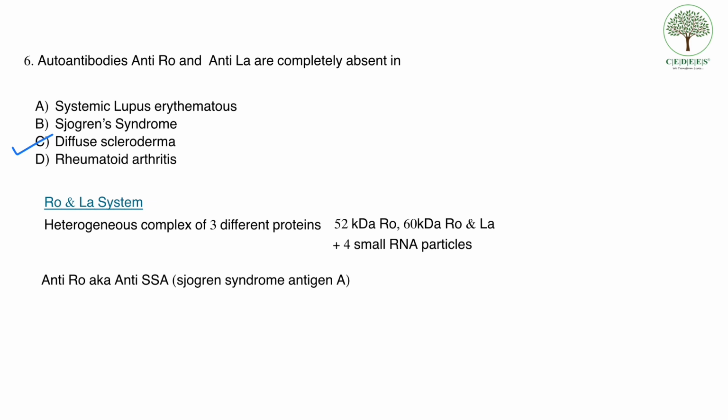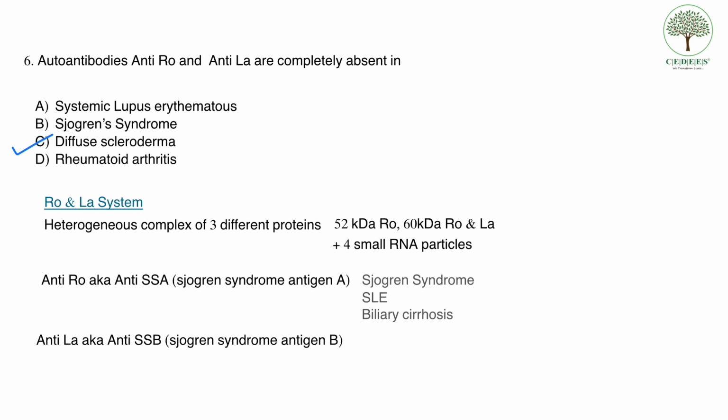anti-Ro, which is also known as anti-Sjogren syndrome antigen A antibody, is seen in SLE and Sjogren syndrome along with biliary cirrhosis. Now this is always associated with anti-La, which is also known as anti-Sjogren syndrome antigen B antibody, which is also seen in Sjogren syndrome. The two of them share a pathological characteristic. They're also seen in interstitial lung disease and rheumatoid arthritis.